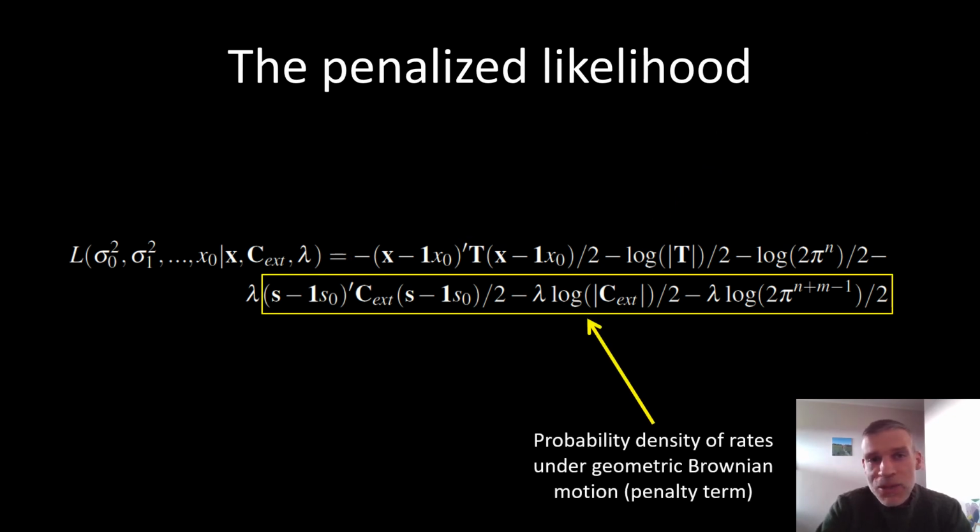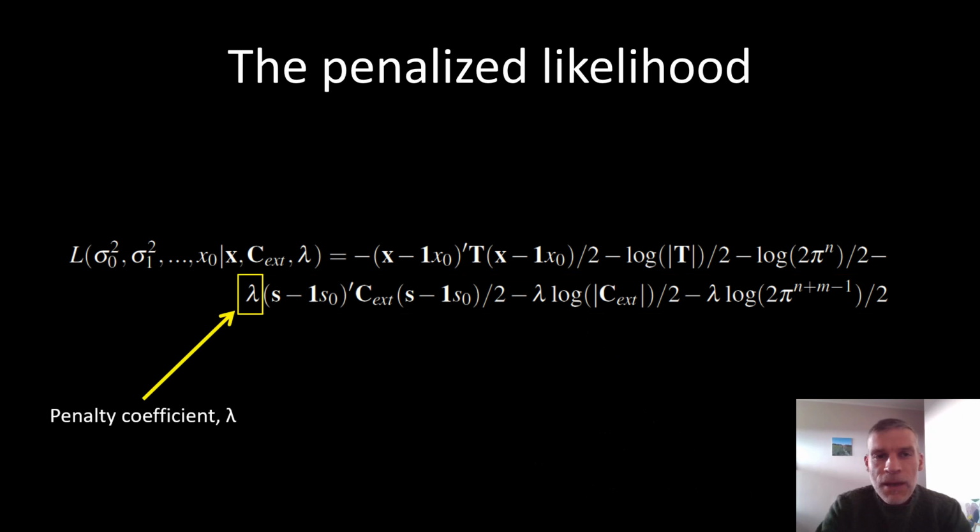And then we multiply this quantity by the probability density of our rates under geometric Brownian evolution of sigma squared. This is our penalty term. And our penalty term is finally multiplied by a penalty or smoothing parameter, lambda.